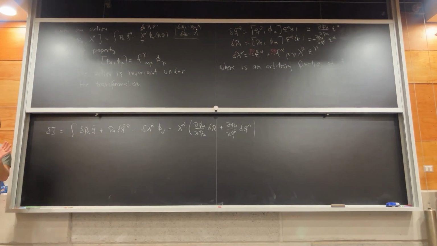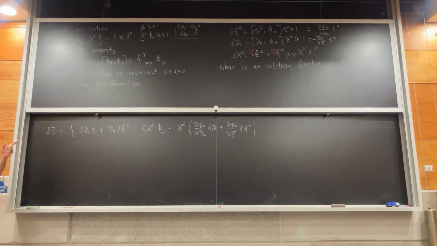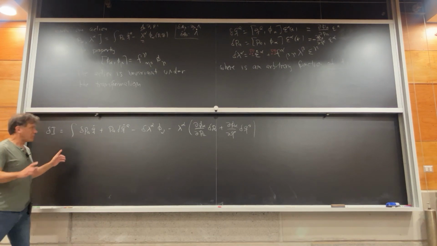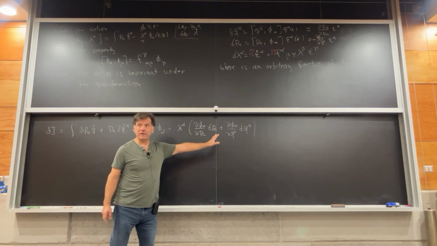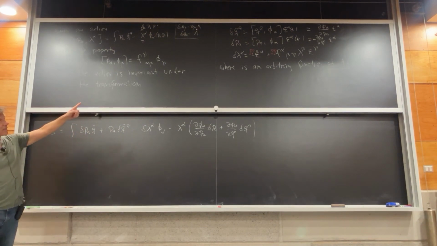And then another crucial sentence, which I repeated yesterday a few times: when you prove invariance of an action, you don't use the equations of motion. You don't use any equation. You don't use the constraint. You don't use the Lagrange equation. Nothing. You have to be able to prove that this is a total derivative without using any equation. The only thing you are allowed to use are the transformations.